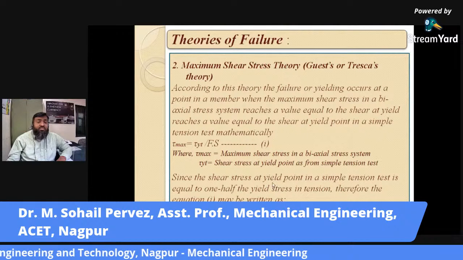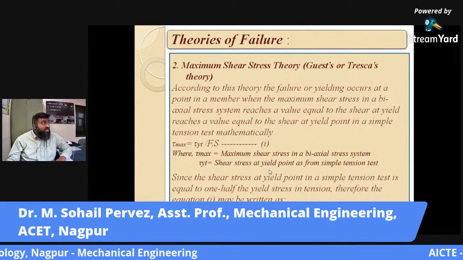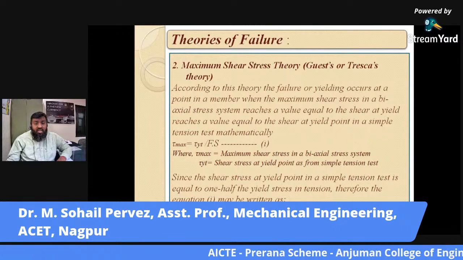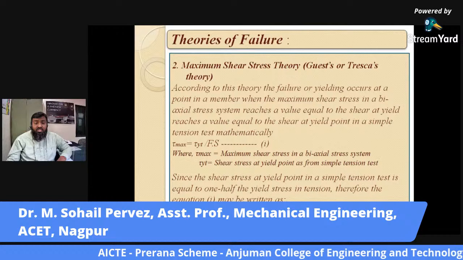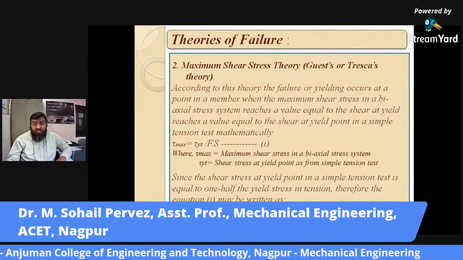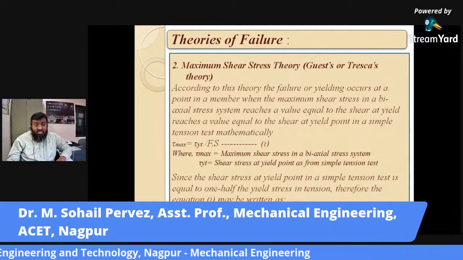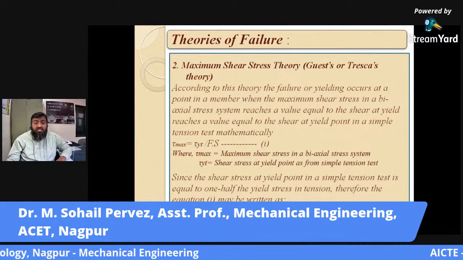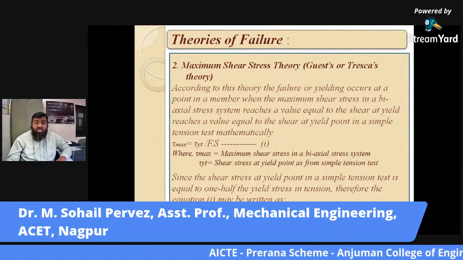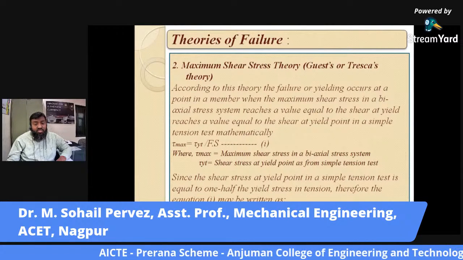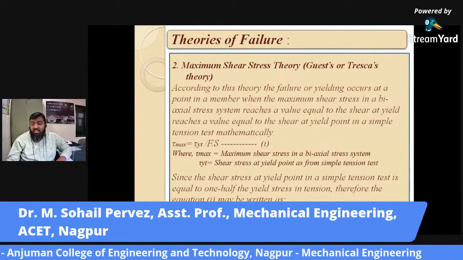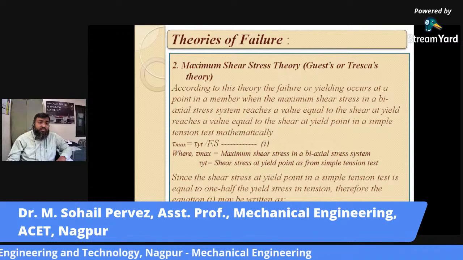Tau max is the maximum shear stress in biaxial and shear stress at yield point. So this is again very important as far as ductile metals are concerned. Again, there is a relation. Shear stress is nothing but half of the yield stress in tension. This is the basic secondary equation used if we know the yield stress and we want to calculate the maximum shear stress of a component. This theory is mostly used in designing members of ductile material.